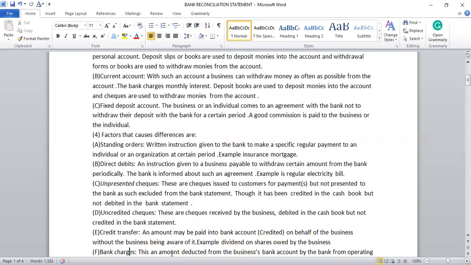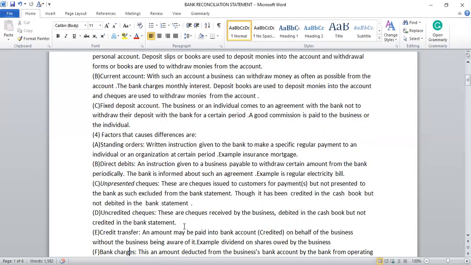So we have D, uncredited checks. These are checks received by the business, debited in the cash book, but not credited in the bank statement.